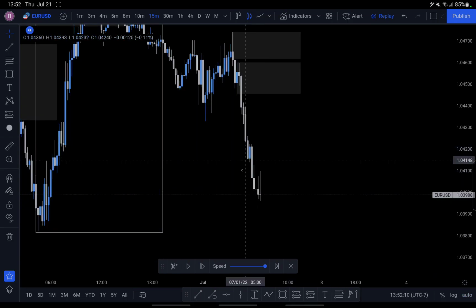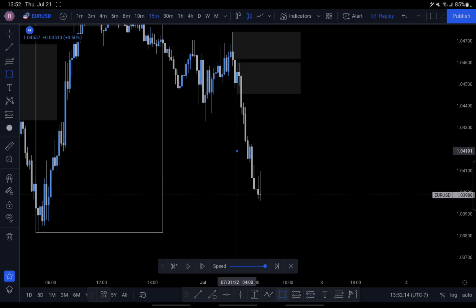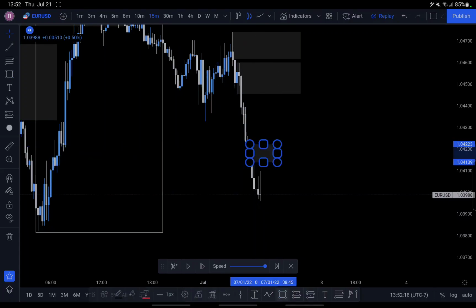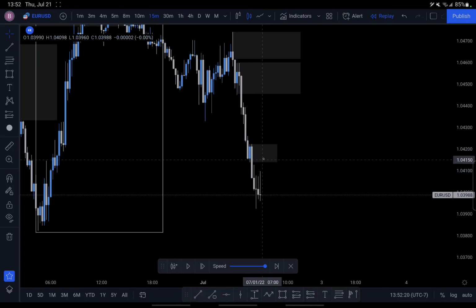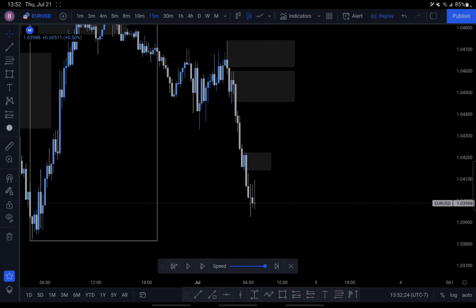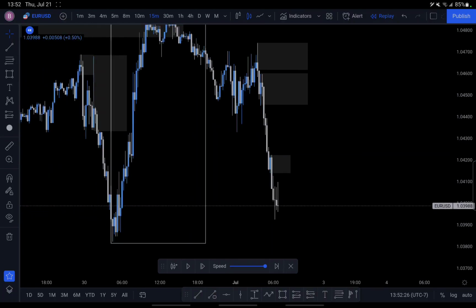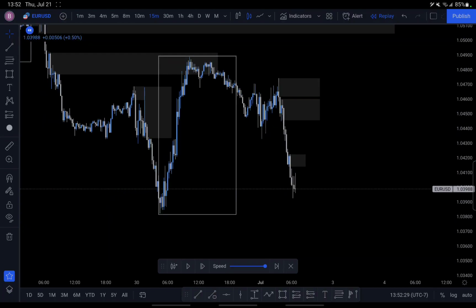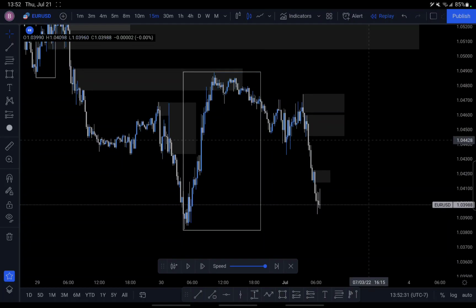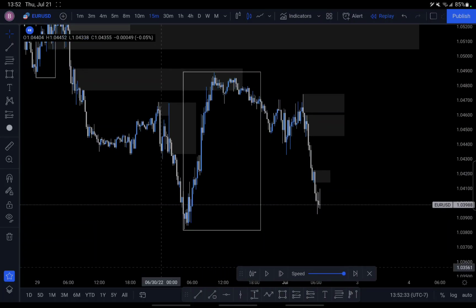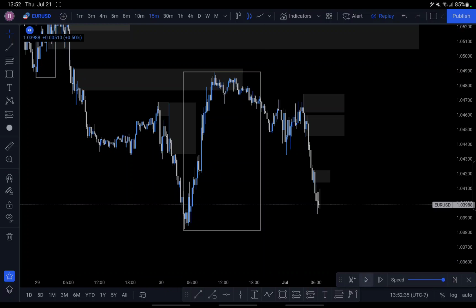We do have a supply zone here. Let me go ahead and mark that one up. Price may trade through it, might hit the zone and trade down, we'll see. So let me zoom out a little bit so we can see a little more. Alright, let's play price.